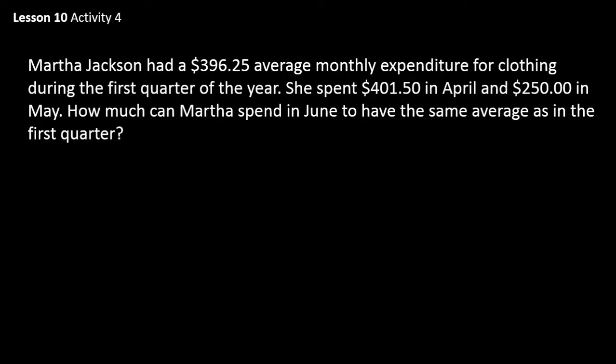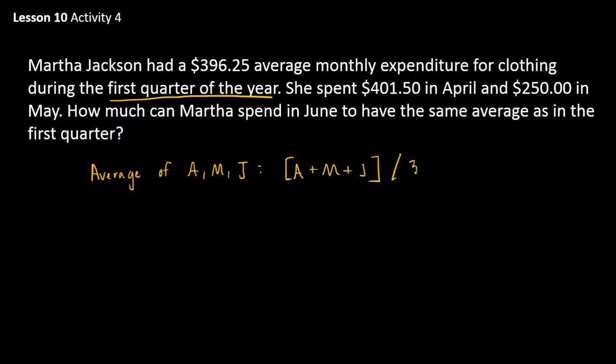Okay, so we're all familiar with averages. We know that to take an average, we add up the total number of something. So for example, if I had exam scores and I wanted to keep a certain average on my exams, I'd add up all my exam scores and then divide by the total number of exams. This is no different. If I want to know the average for the first quarter of the year, so April, May, June, then I take April plus May plus June, and I divide that by 3 because there are 3 months.